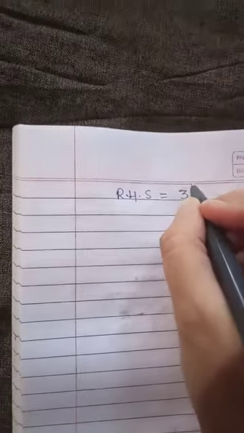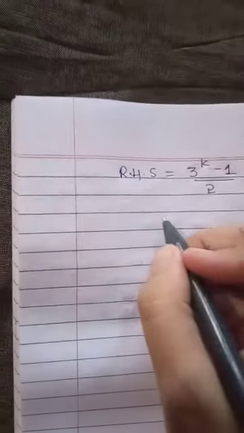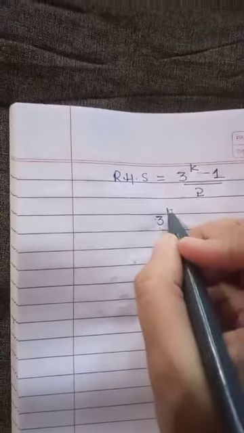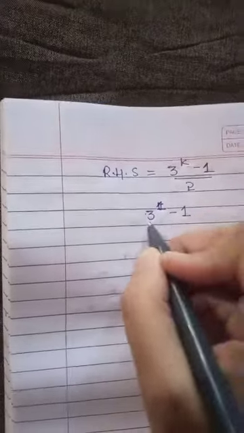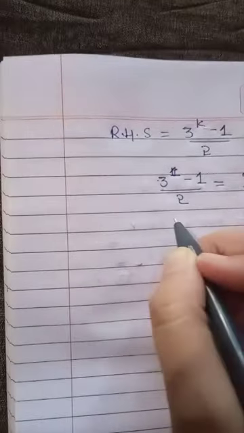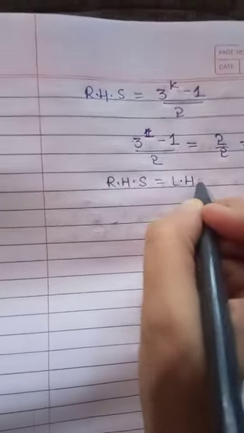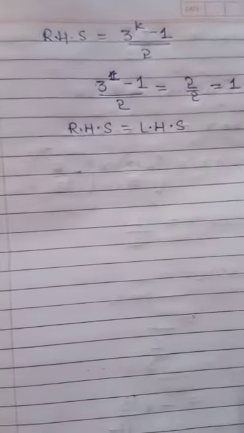Now we have to take the right hand side. RHS is equal to (3 raised to power k minus 1) upon 2. Put k is equal to 1. So (3 raised to power 1 minus 1) upon 2 is equal to (3 minus 1) upon 2, which is 2 upon 2, and by cancelling it is equal to 1. So this is RHS. So RHS is equal to LHS. The right hand side is equal to the left hand side.